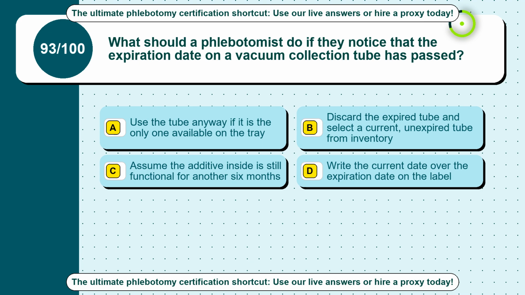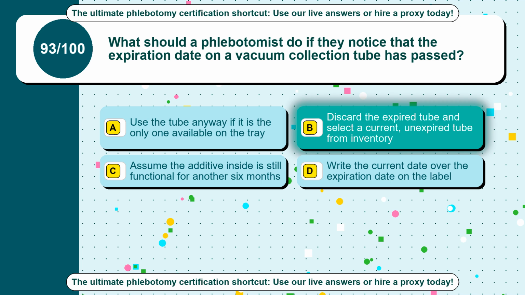Option A. Use the tube anyway if it is the only one available on the tray. Option B. Discard the expired tube and select a current, unexpired tube from inventory. Option C. Assume the additive inside is still functional for another 6 months. Option D. Write the current date over the expiration date on the label.